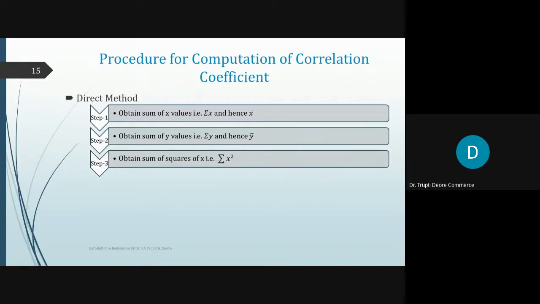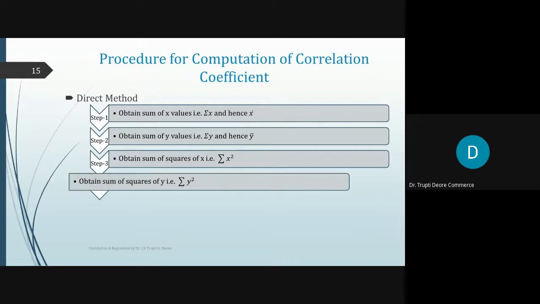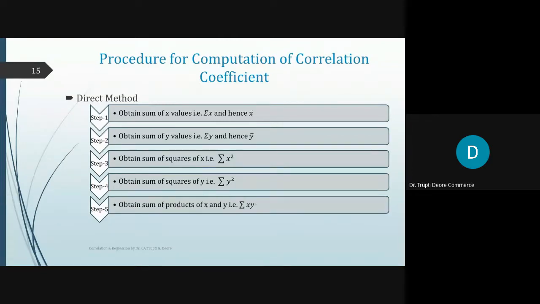Third one, obtain sum of squares of x, that is summation of x square. Same, obtain sum of squares of y, that is summation of y square. And the next one is obtain sum of product of x and y, that is summation of xy.